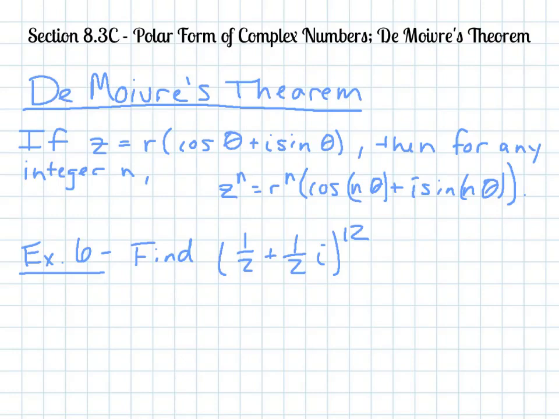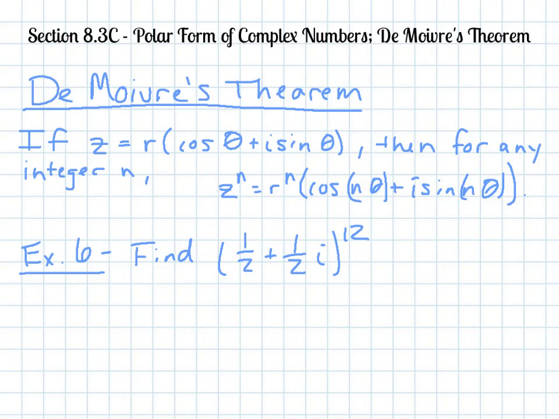Today's lesson, section 8.3c, we'll be talking about De Moivre's theorem. For De Moivre's theorem, we are given that if z is equal to r times cosine theta plus i sine theta, and any integer n is given to us, then we can take z to the nth power, which will equal r to the nth power times cosine of n times theta plus i sine of n times theta as well. So the n is just giving us a value where we take it to the power for our modulus, and then we take that number n times our theta.